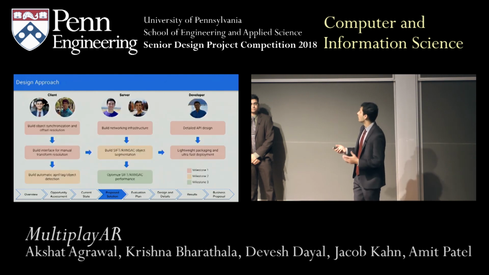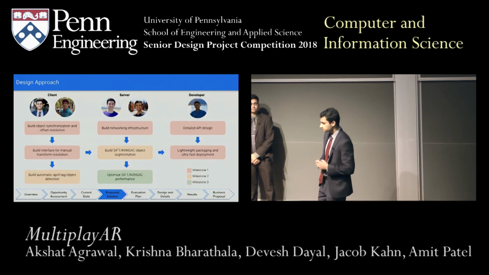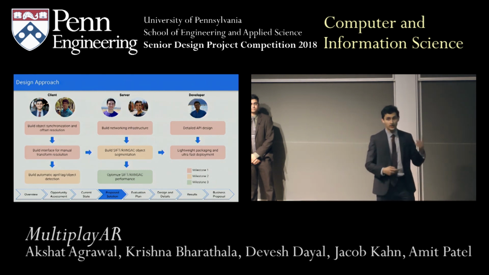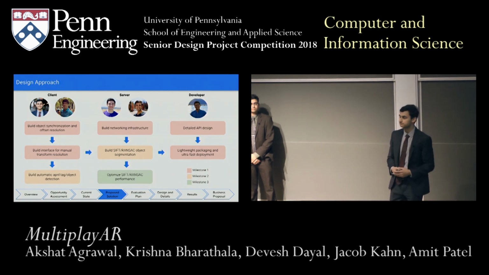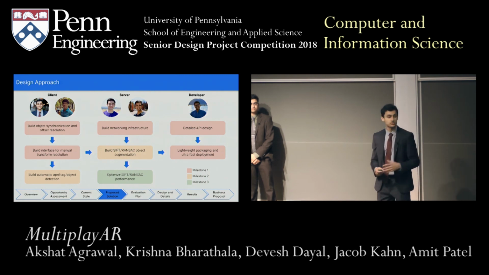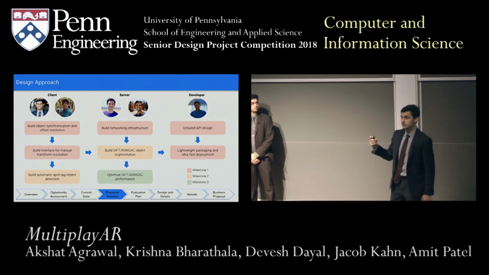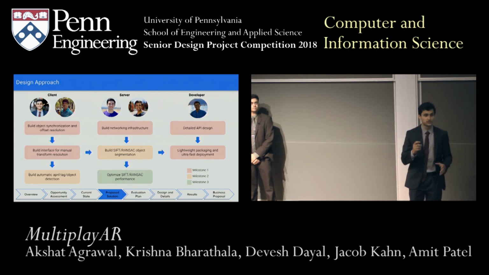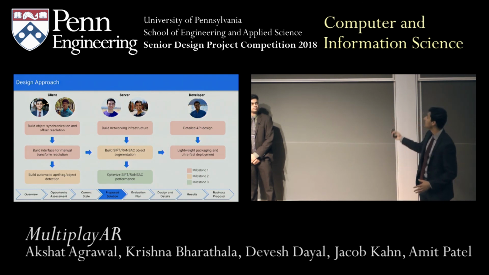So how did we go about actually building this product? We identified three highly parallelizable workflows from the very start. One is the client side, which Devesh and I worked on. Two is the server side, which Jacob and Amit worked on. And three is the developer side considerations, which Krishna worked on. We also adopted a multi-tiered approach to solving this problem, which meant that at the end of each milestone, we wanted to have a testable working product.